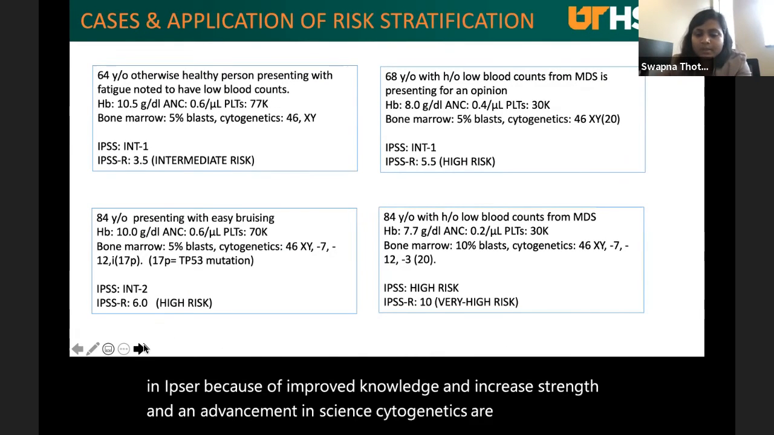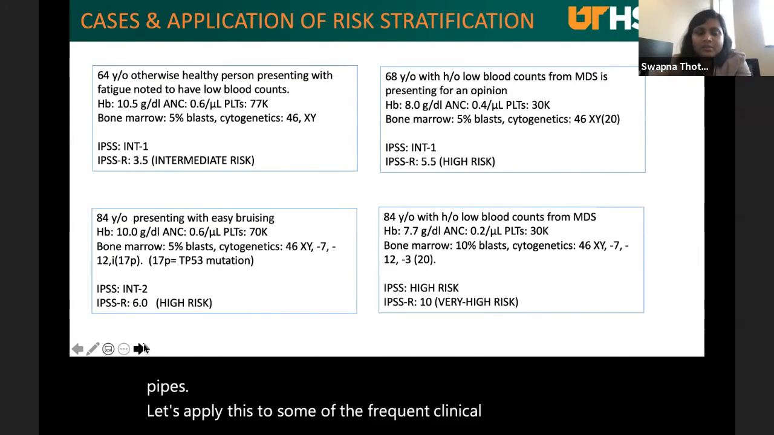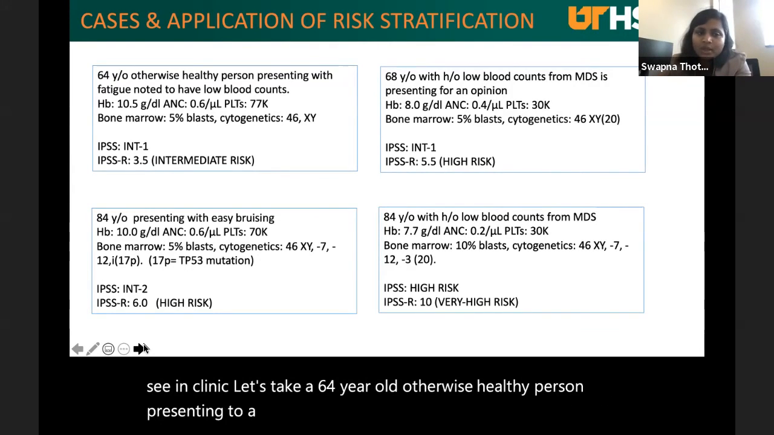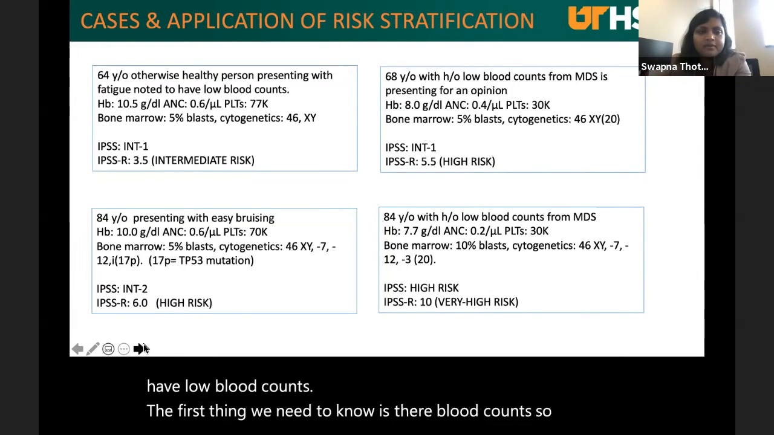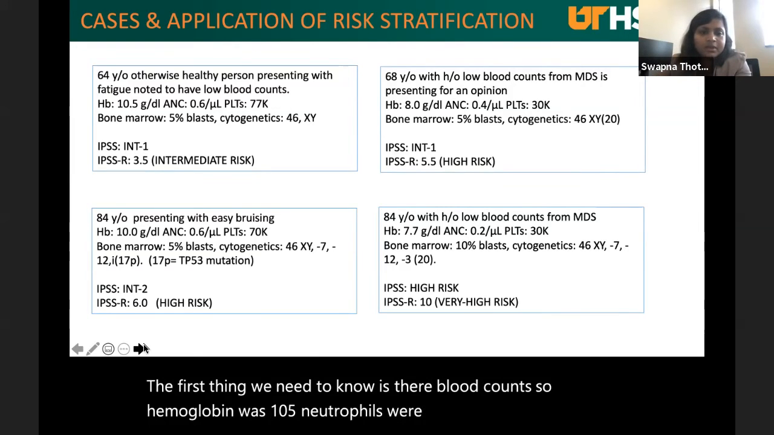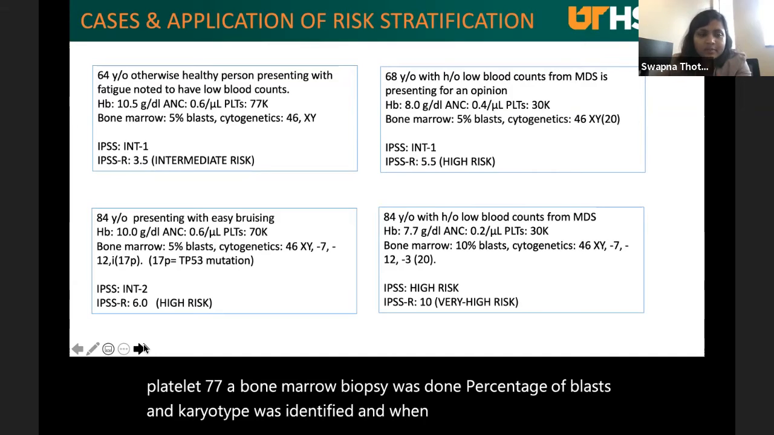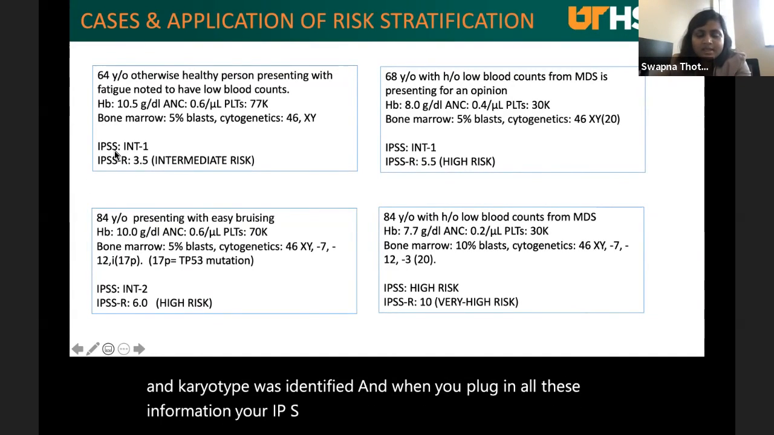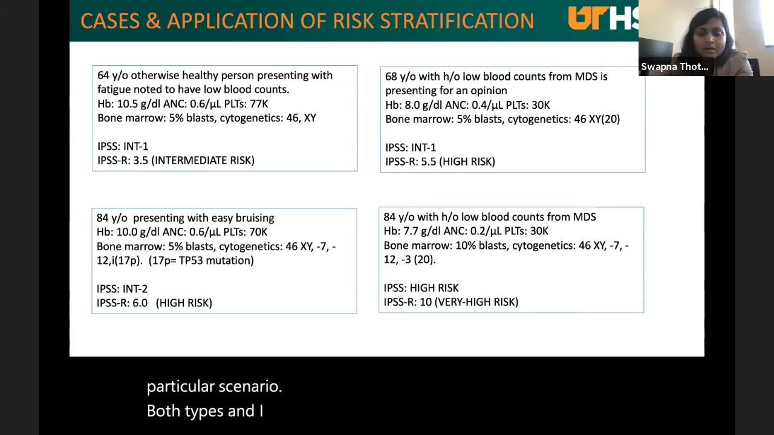Let's apply this to some of the frequent clinical scenarios that we see in clinic. Let's take a 64-year-old otherwise healthy person presenting to a physician because of fatigue and noticed to have low blood counts. The first thing we need to know is the blood counts. Hemoglobin was 10.5, neutrophils were 0.6 per microliter, and platelets 77. A bone marrow biopsy was done, and the percentage of blasts and karyotype were identified. When you plug in all this information, your IPSS risk category is classified as intermediate 1, while IPSS-R is classified as 3.5. In this particular scenario, both IPSS and IPSS-R are concordant.